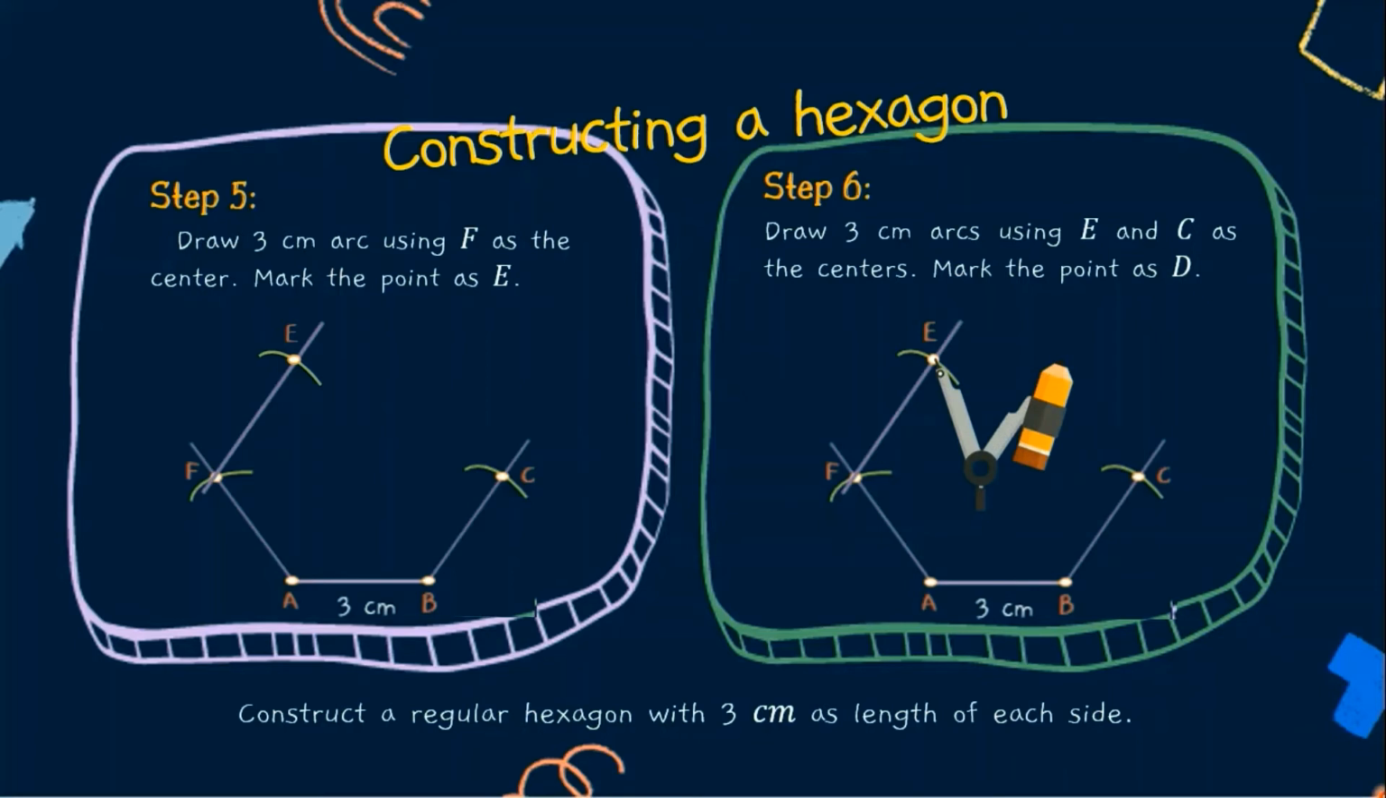Kunin ulit natin yung compass ng sukat ay 3 cm pa rin yung width. Yung pointy tip natin ay ilagay natin sa E and then draw an arc. Ganon din yung gawin natin dito sa point C. Yung pointy tip ay nasa point C and then draw an arc. Same width, wag natin baguhin, 3 cm. Yung point of intersection natin of the two arcs, label it as point D.